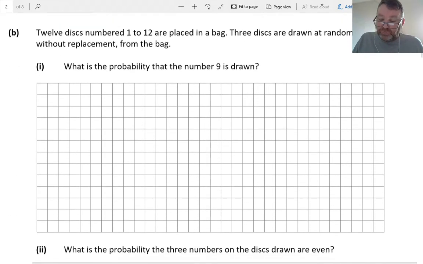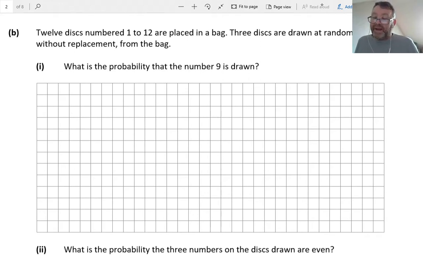12 discs numbered 1 to 12 are placed in a bag. Three discs are drawn at random without replacement. Now, when you hear that without replacement, you have to remember that that means that the events are not independent. If you take out something and leave it out, the future probabilities are affected. So therefore, they are not independent. So just keep that in mind.